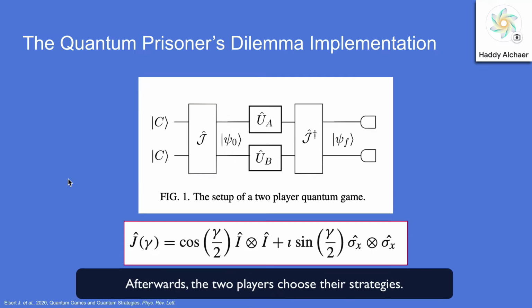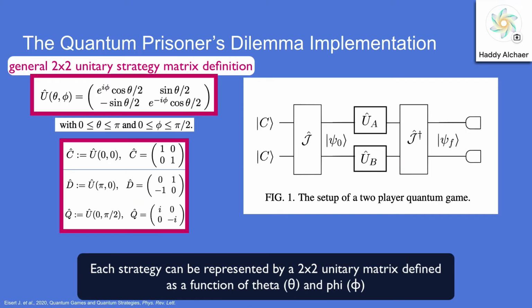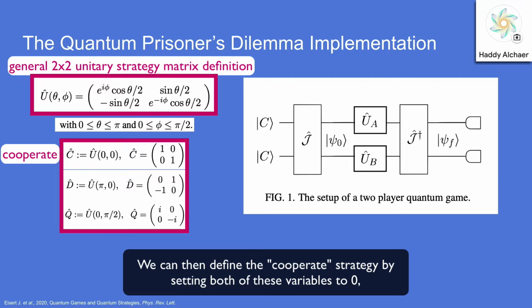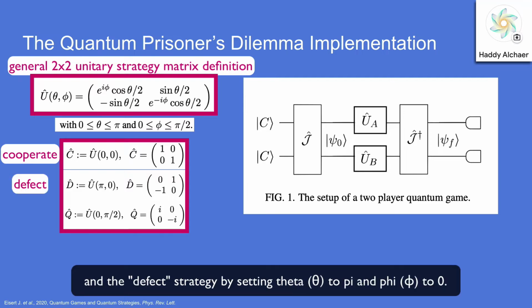Afterwards, the 2 players choose their strategies. Each strategy can be represented by a 2x2 unitary matrix defined as a function of theta and phi, where theta is a real number between 0 and pi, and phi is a real number between 0 and pi over 2. We can then define the cooperate strategy by setting both of these variables to 0, and the defect strategy by setting theta to pi and phi to 0.